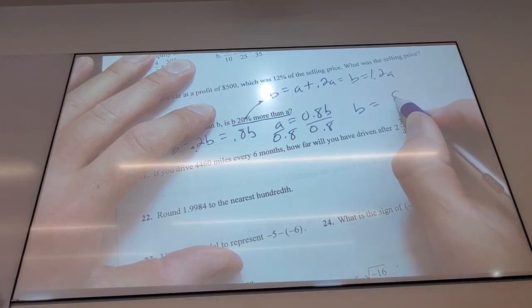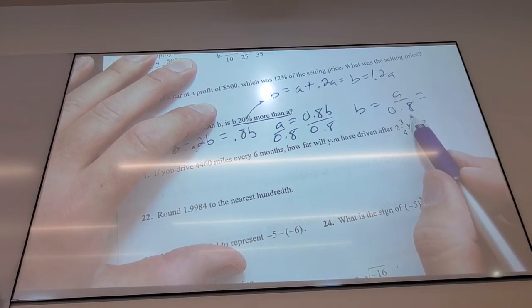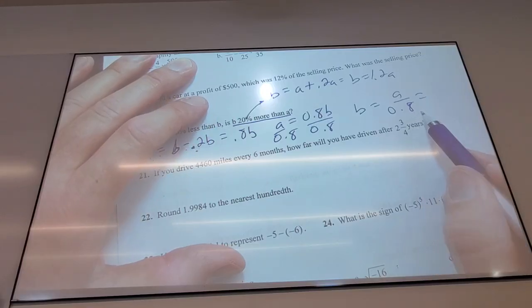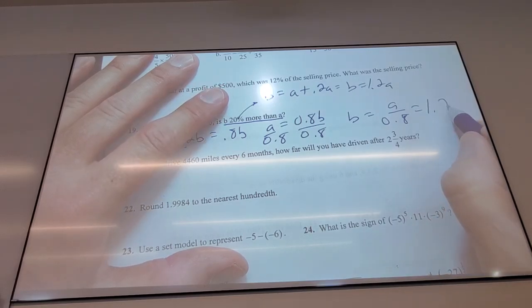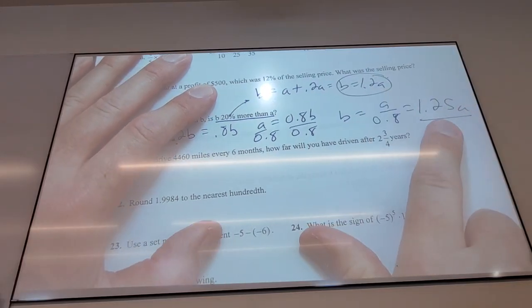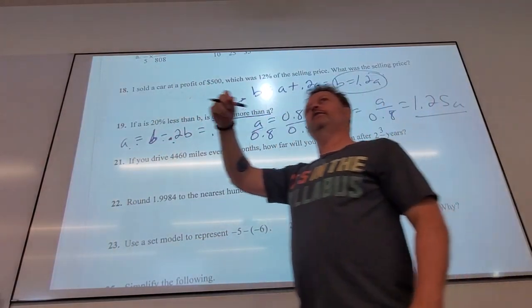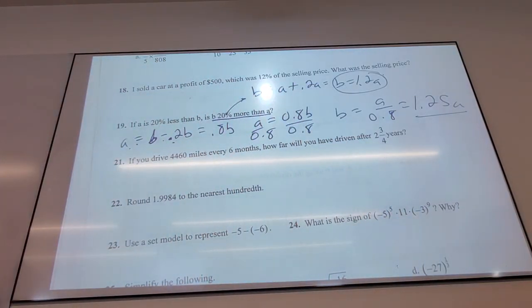Now what is 1 divided by 0.8? You can do it in your calculator if you want to. 1.25. That is not 20% more, it's 25% more. So if A is 20% less than B, there's no way that B is 20% more than A.